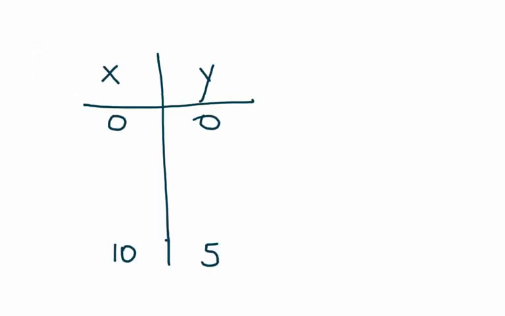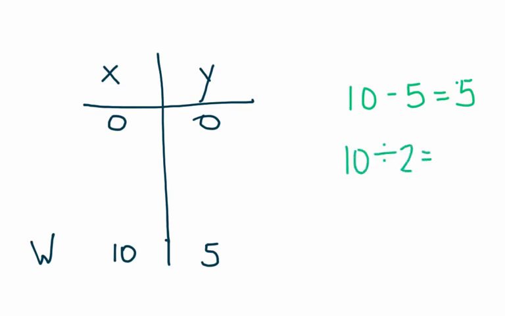Okay, so I started my table here, and we have the origin, which is 0, 0, and then we have point W, whose coordinates are 10, 5. So I'm looking at point W, and I see the numbers 10 and 5, and I'm trying to figure out, if I have x, how did I get the y? So let's just try, maybe it's 10 minus 5, because that would be equal to 5, or I can do 10 divided by 2, and that is also equal to 5.